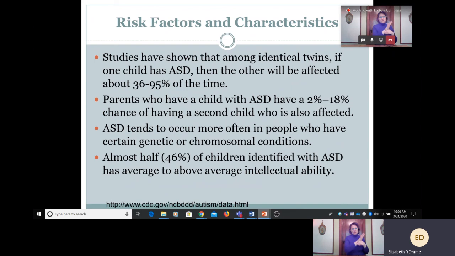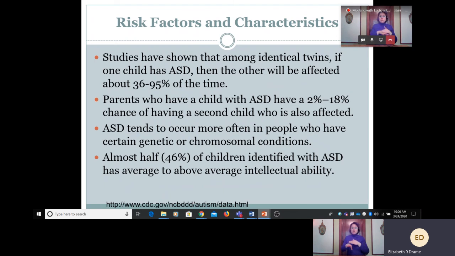So there's a lot of evidence, like I said before, to substantiate that genetics may be underlying autism. So when they've done studies with identical twins, if one twin has autism, the other twin is much more likely to have it compared to fraternal twins. And parents who have a child with autism are more likely to have a second child or other child impacted with autism.